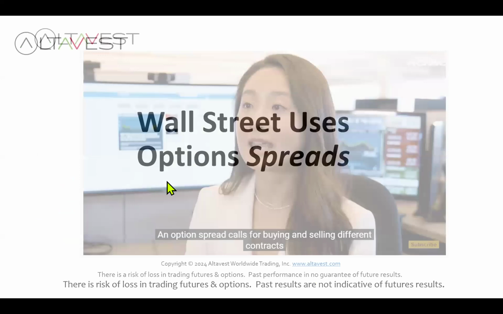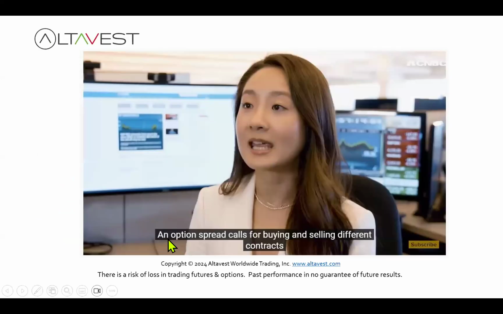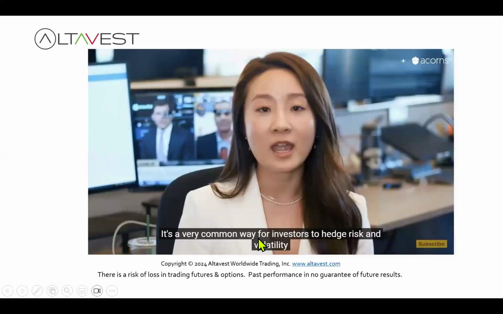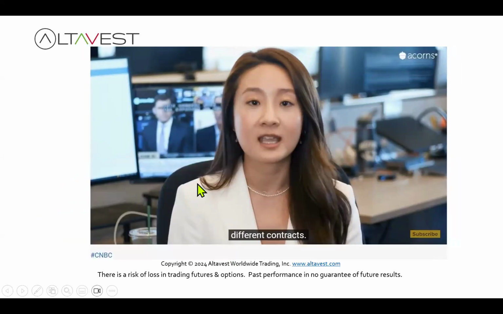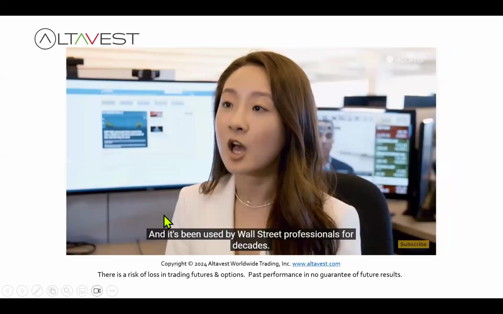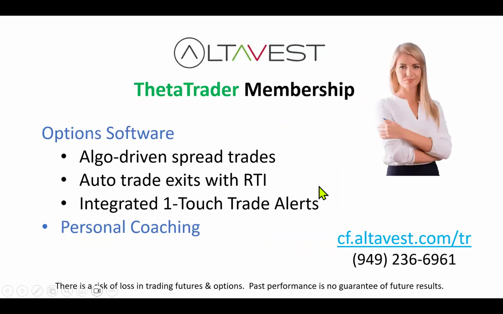And remember, Wall Street uses those option spreads, buying and selling different contracts, a common way for investors to hedge risk and volatility, and it's usually cheaper. You can offset your costs by the proceeds from different contracts. So she's absolutely right, and it's been used by Wall Street professionals for decades. So that's what we're doing. We're trading professional-style option strategies with Theta Trader.